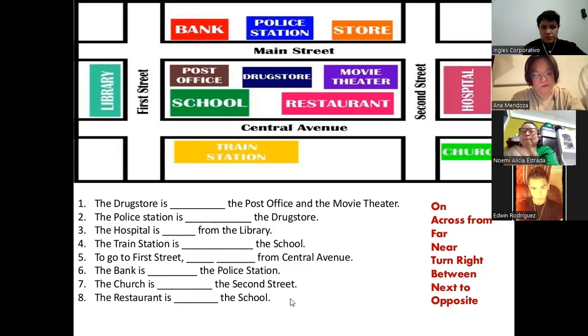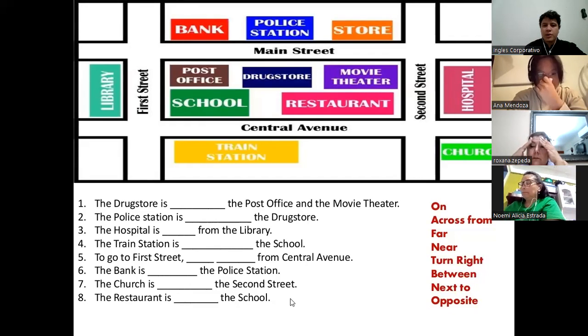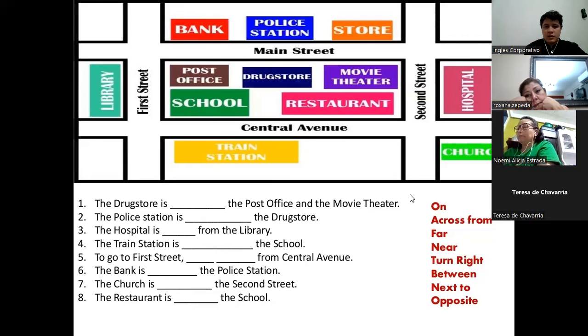Now let's see, room two, I have Delmi, Dina, and Roxana. The second one, the police station. Across from. Opposite. Okay. So yeah, both are correct. We can put both. Thank you. Now let's see. Room number three, Anna, Erika, and Teresa. What is the three? The hospital. Far. Is far from the school. We have far here. Ah, yeah, far.